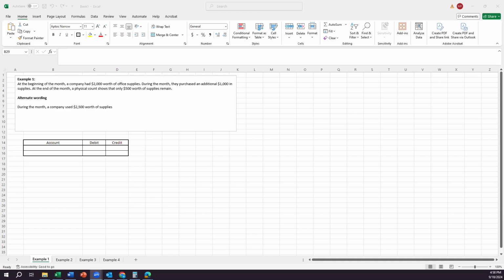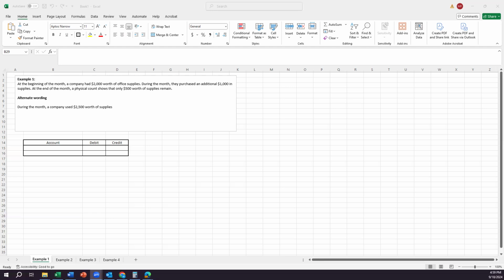Hey everybody. So, a lot of times people struggle with adjusting entries, and they're always asking, why are adjusting entries so hard? And I think the answer is that adjusting entries often get presented to you in a couple of different formats. So, just when you think you have it mastered, then they give you another version of it with alternate wording and different numbers that really throws you off.